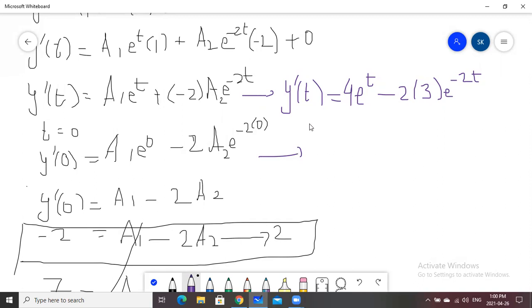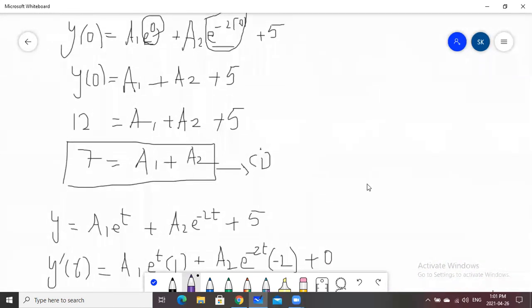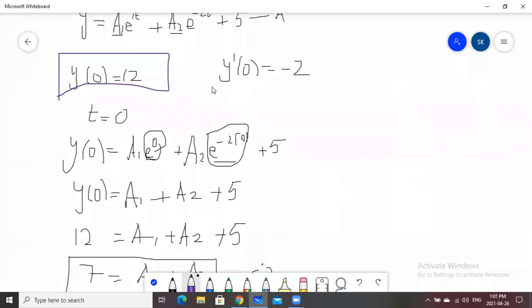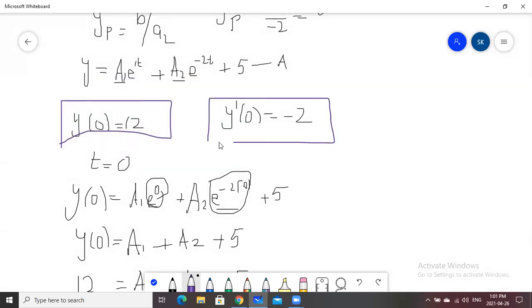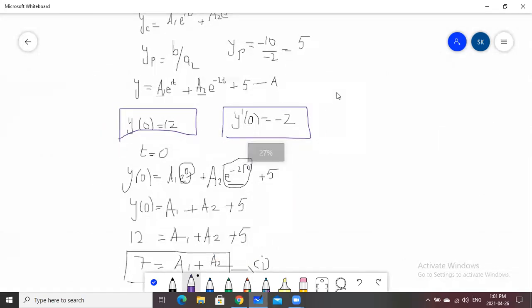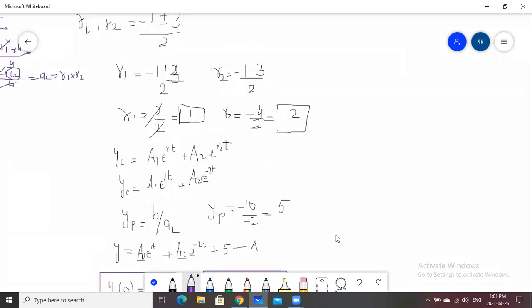Now if we put t equal to 0, what we will get is y prime of 0 is equal to, by putting t equal to 0, we get 4, and over here what we get is 2 threes is 6, and again e raised to power 0 will become equal to 1. Therefore 4 minus 6 is equal to minus 2. Hence again it is proved that the value of y prime of 0 is equal to minus 2, which was given to us over here. Therefore this question is solved completely, and this is the solution for the case of real and distinct roots.